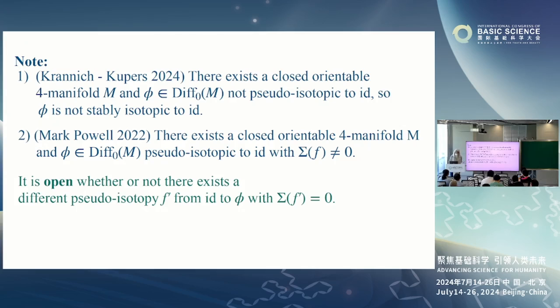And Mark Powell has an example of a diffeomorphism pseudo-isotopic to identity with non-vanishing Hatcher-Wagoner invariant. But it's possible that in this case there's another pseudo-isotopy where maybe the invariant is trivial. But in any case, right.